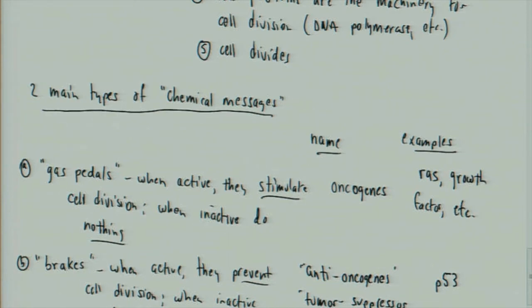So as you read more about cancer, in the paper, they'll talk about oncogenes, and you'll probably hear about either anti-oncogenes or tumor suppressor genes. And the important thing is to think about how these things work differently. And again, I'm going to explain more in a little bit.